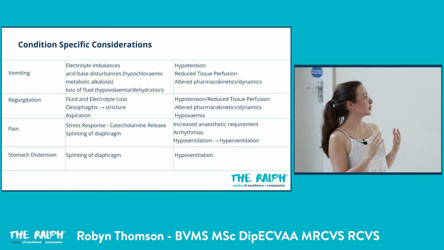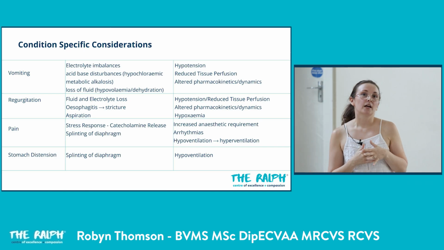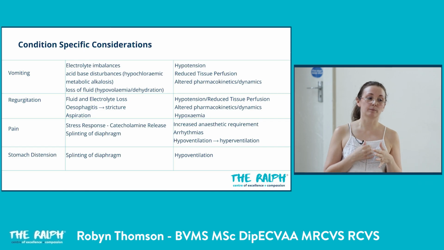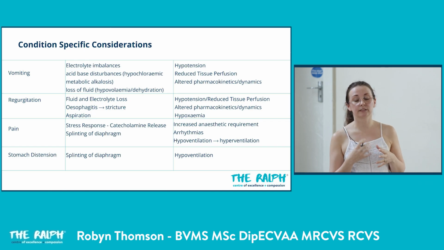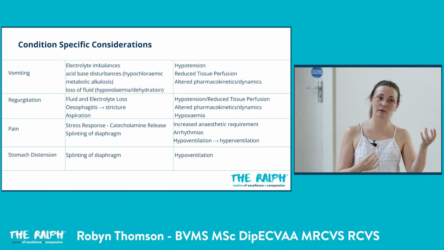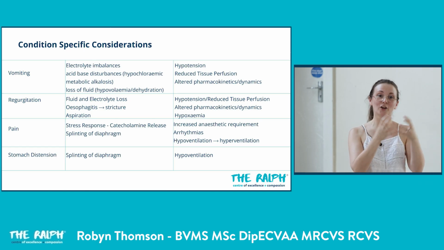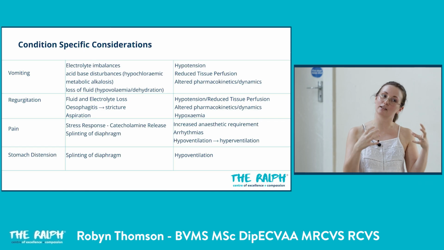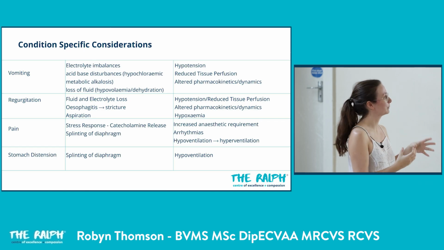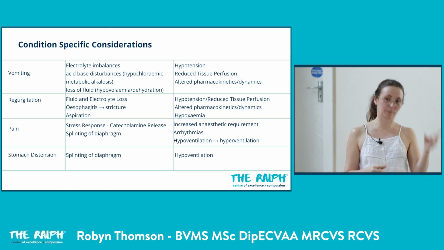So pain, we've said we've got the stress response, catecholamine release, and splinting of the diaphragm. Now, splinting of the diaphragm with pain is actually quite common and really does contribute to the development of hypoventilation, which is obviously something we have to worry about because we know that when we anaesthetise our patient, we're going to cause hypoventilation as it is. So now I've got 2 things together that are really going to make it more likely that our patient is going to hypoventilate. On the flip side though, pain can also cause us to hyperventilate.